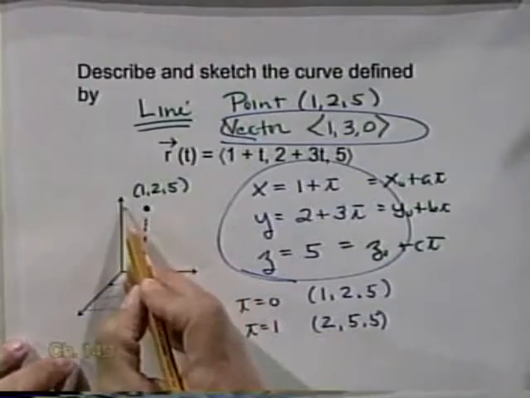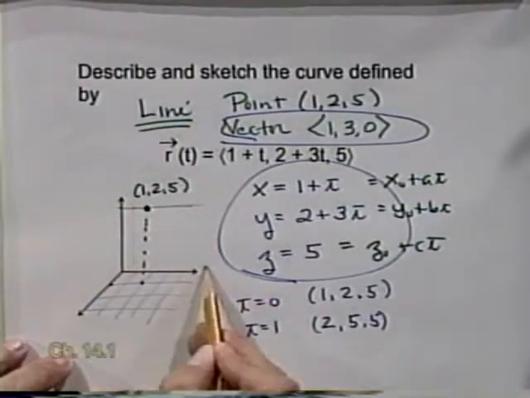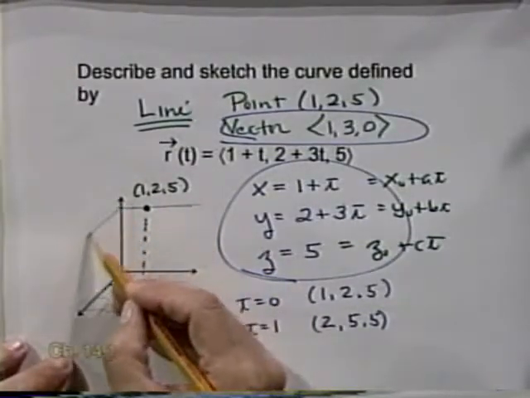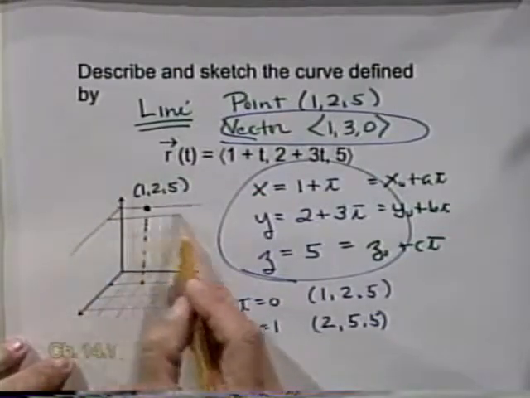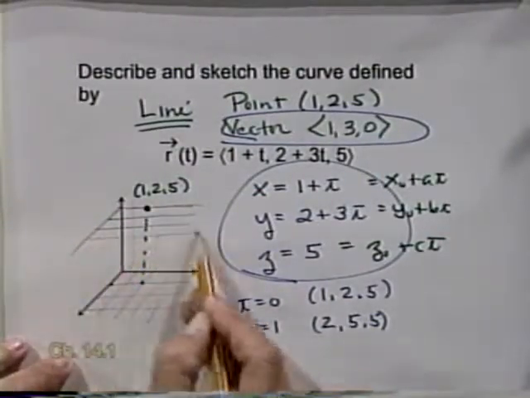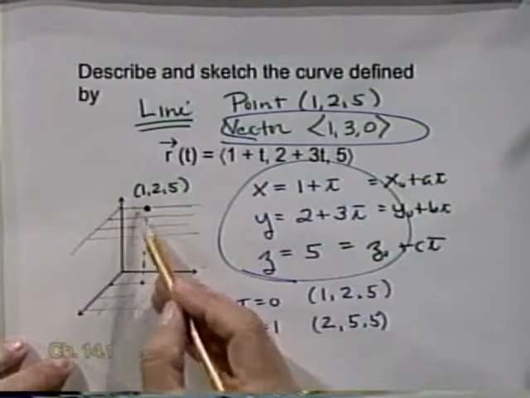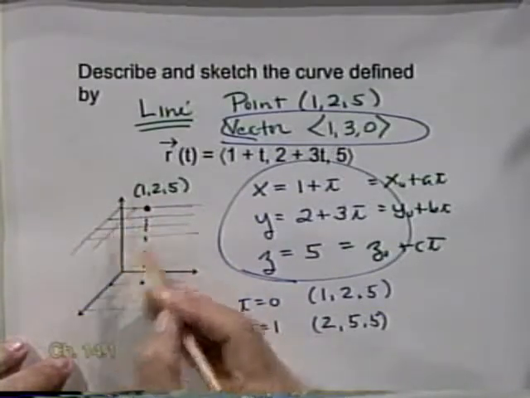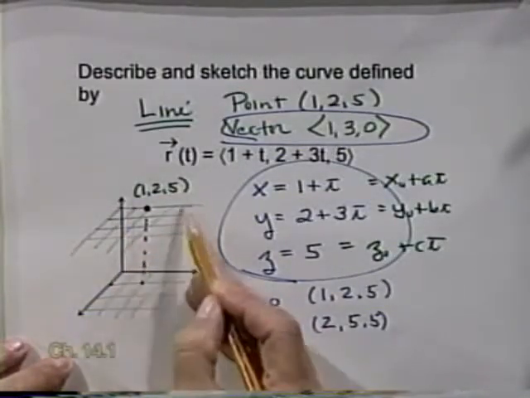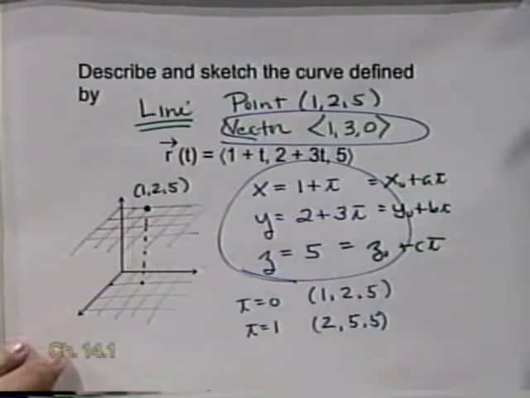Now just to help me, I'm going to put a line parallel to my y-axis and a line parallel to my z-axis, and I'm just going to draw another little grid just to help me a little bit. This was 1, 2, 5, so I have to have the y be 2. Okay, just to help me a little bit.